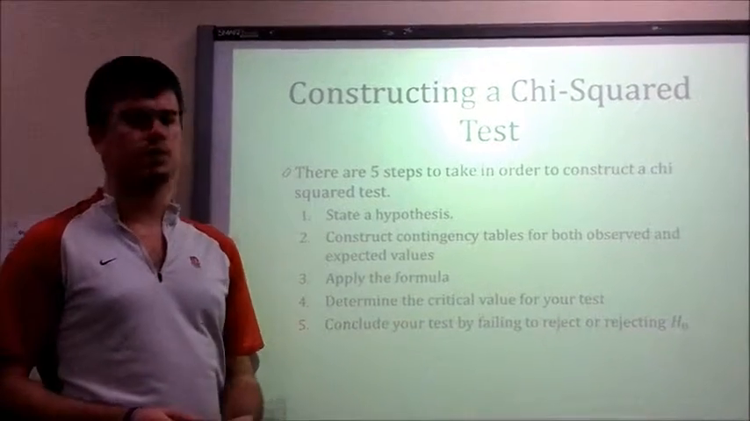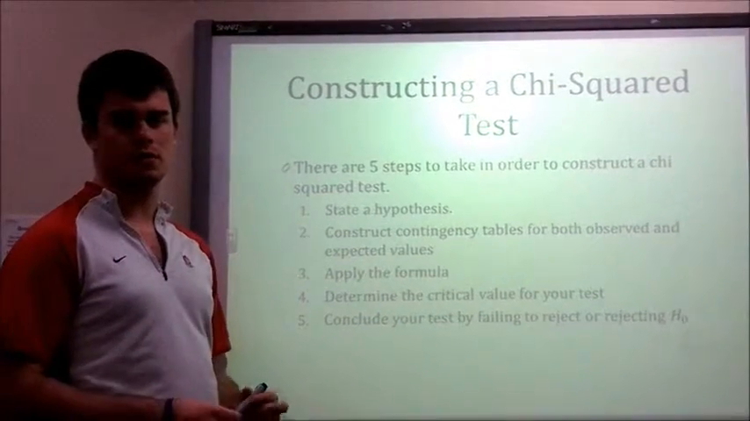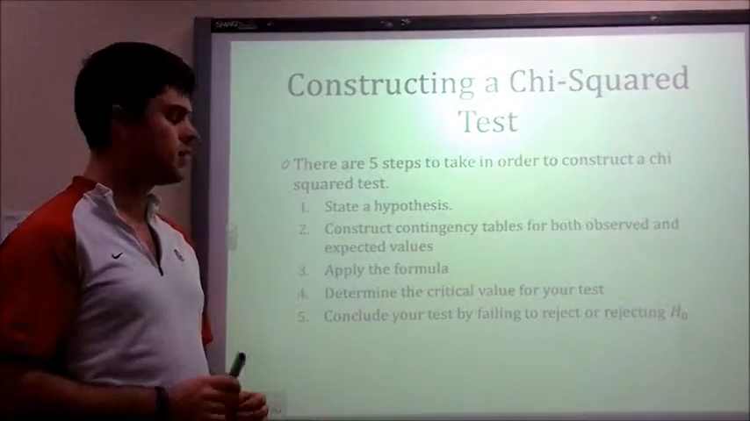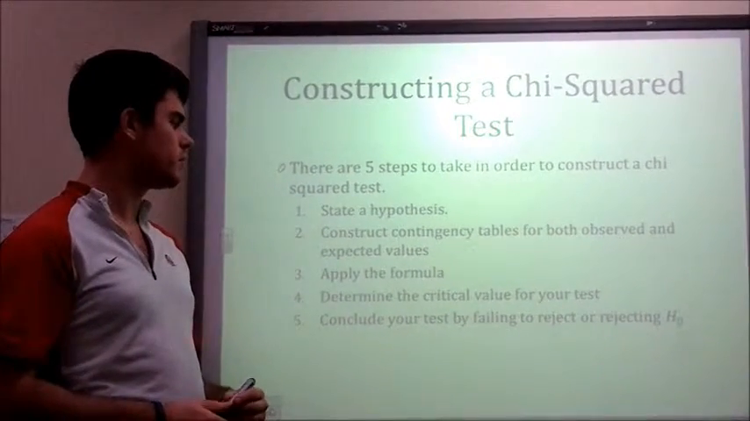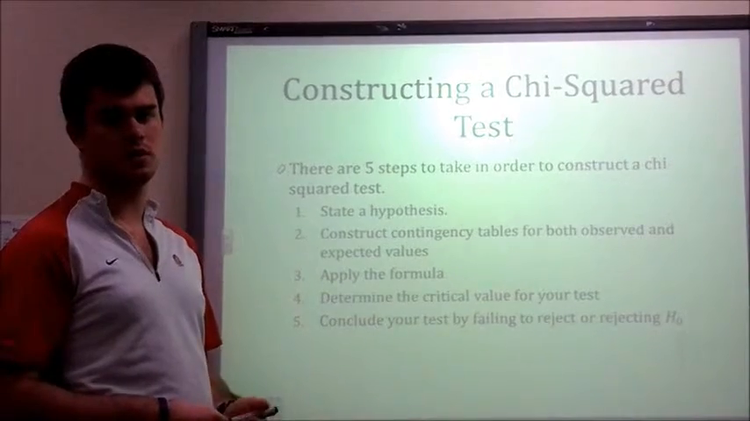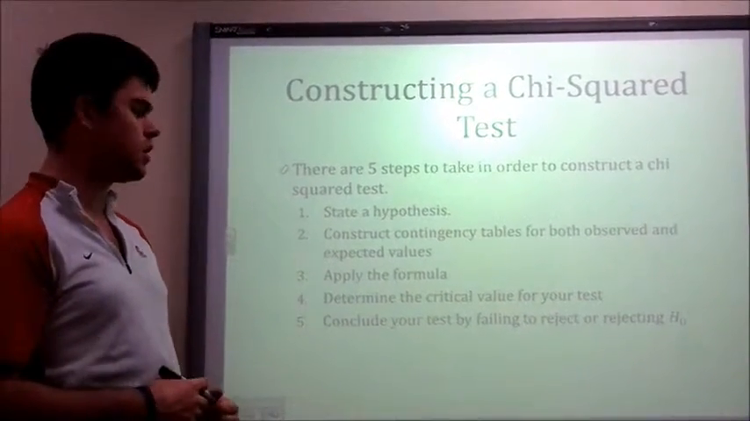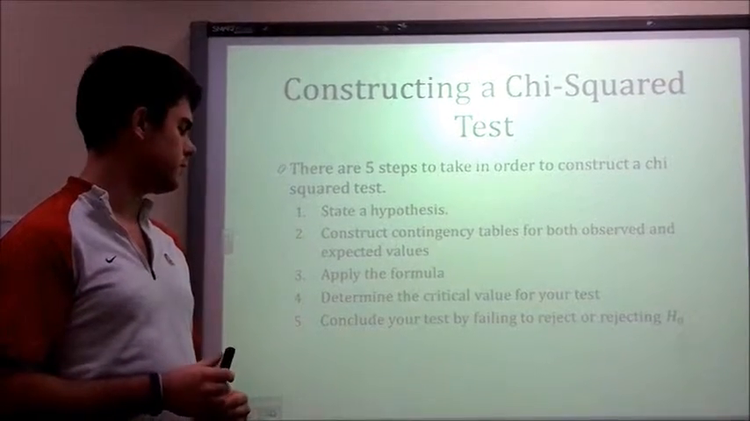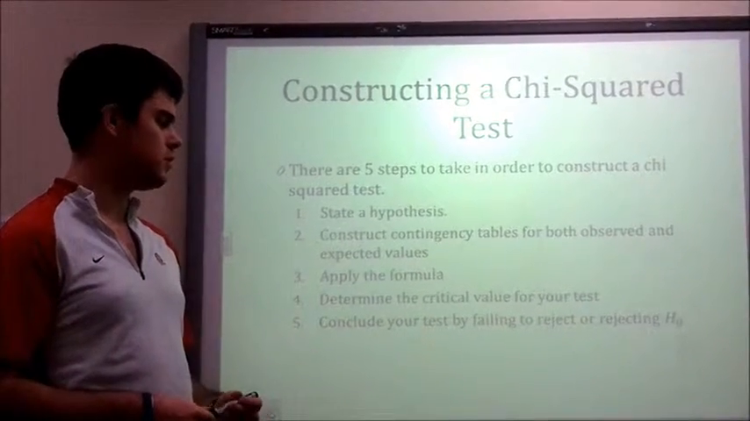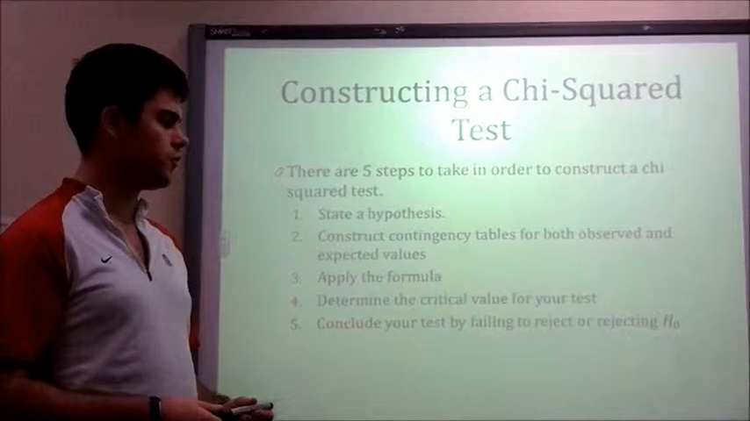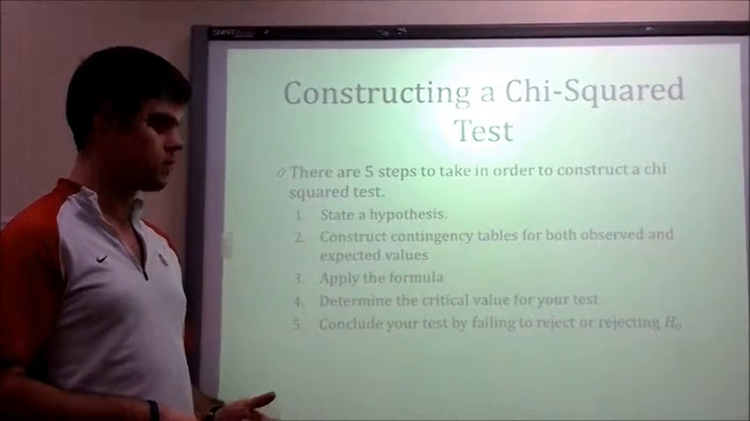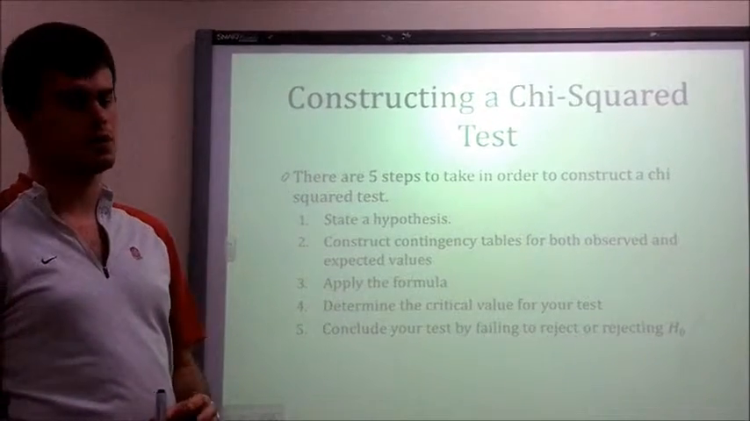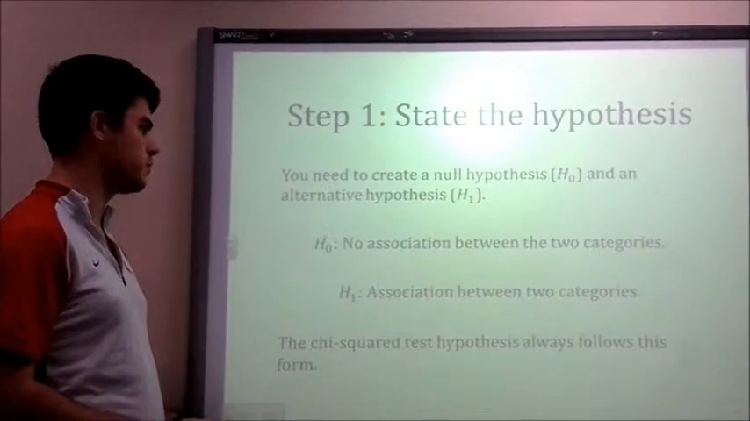Constructing your chi-squared test. There are 5 steps to construct a successful chi-squared test. First of all, state a hypothesis. Second, construct contingency tables for both observed and expected values. 3. Apply the formula. 4. Determine the critical value for your test. 5. Conclude your test by failing to reject or rejecting the null hypothesis.